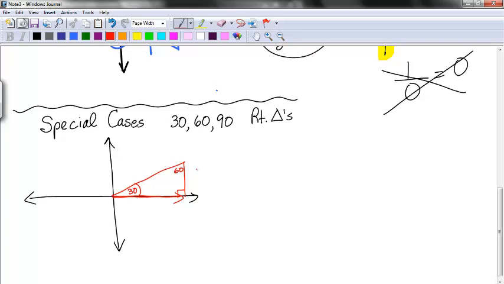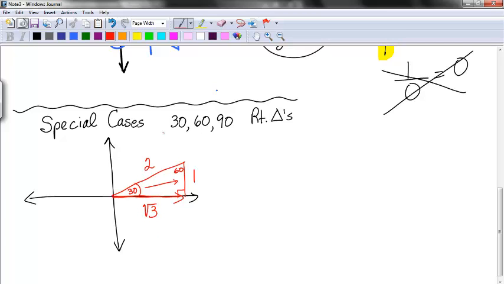The 30, 60, 90s will always be in this ratio. Our standard labels in trig: the side opposite to 30 is 1. The hypotenuse is twice that shorter leg. How do you know which one's the shorter leg? It's opposite the smaller angle. So the side opposite the 30 has to be the shorter leg. The hypotenuse is twice that shorter leg, so the hypotenuse is 2. And the longer leg is radical 3 times the shorter leg, so radical 3 times 1 is just radical 3.